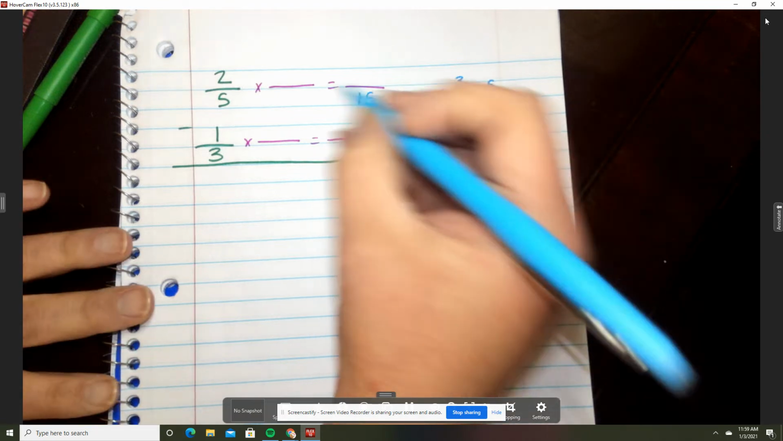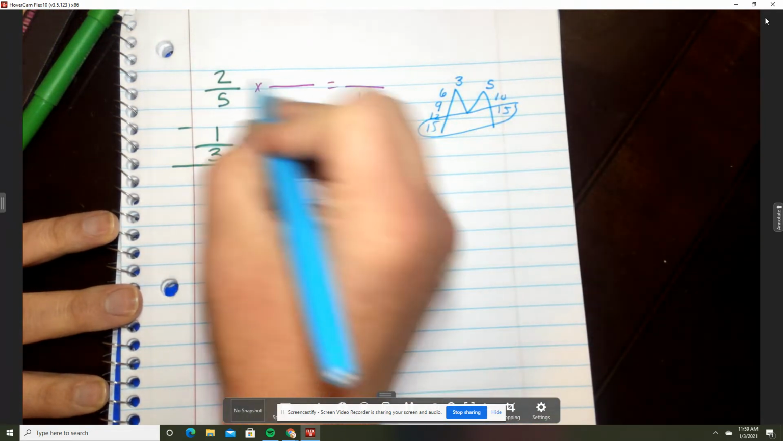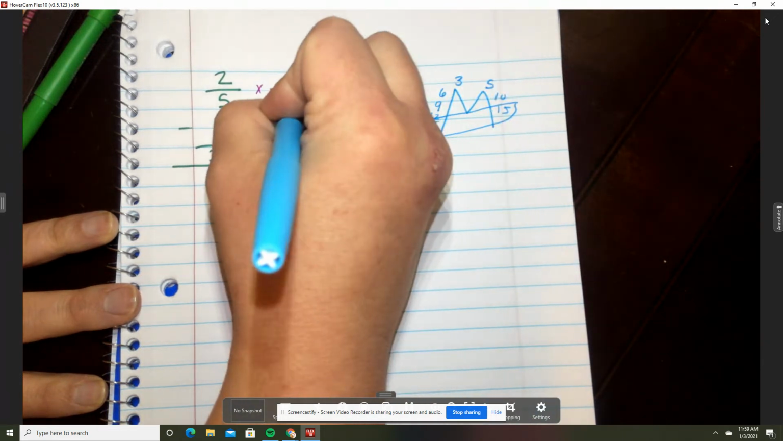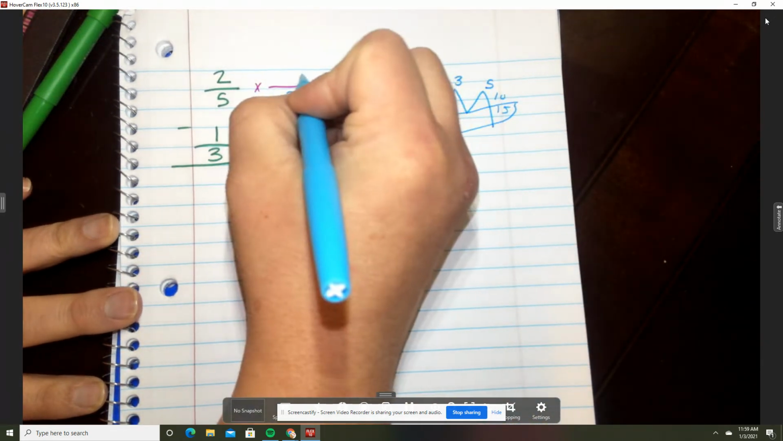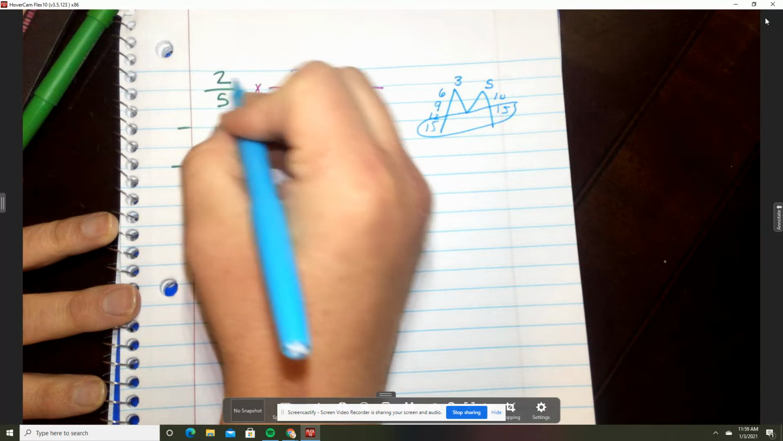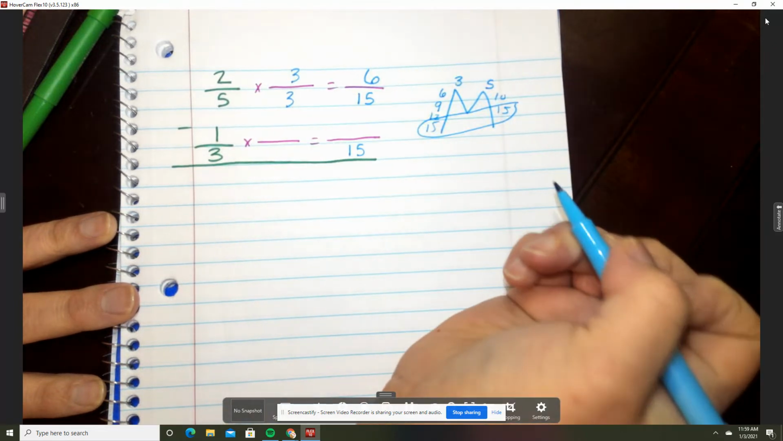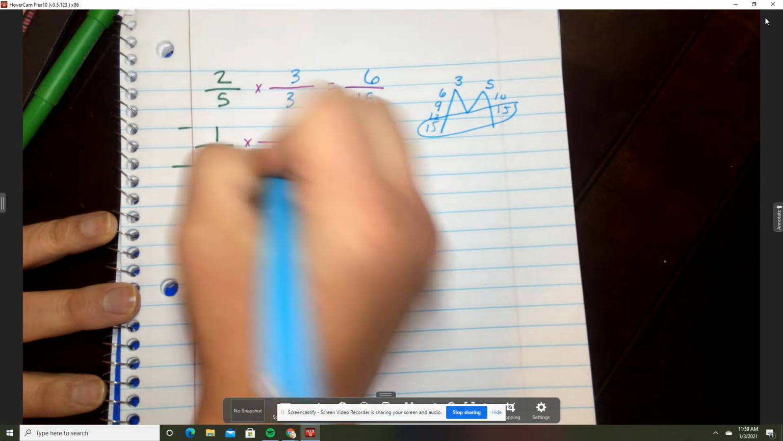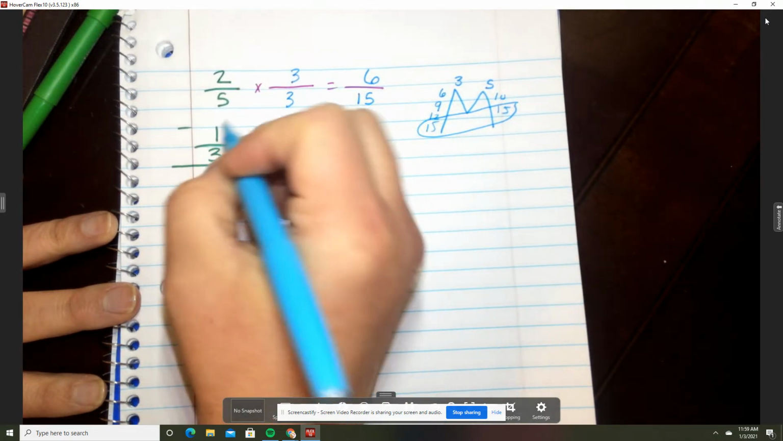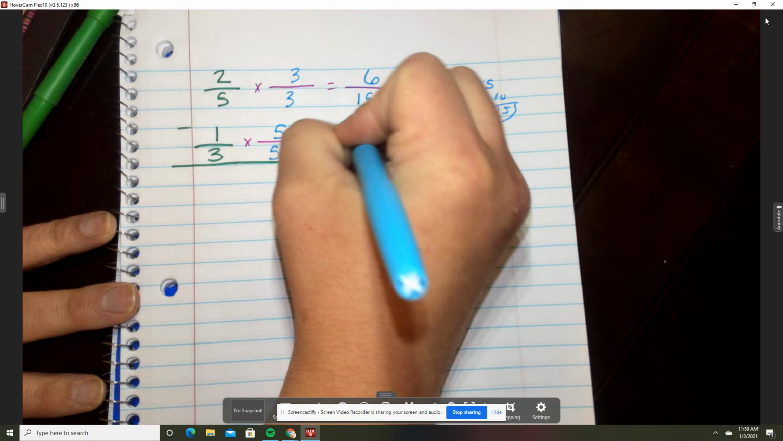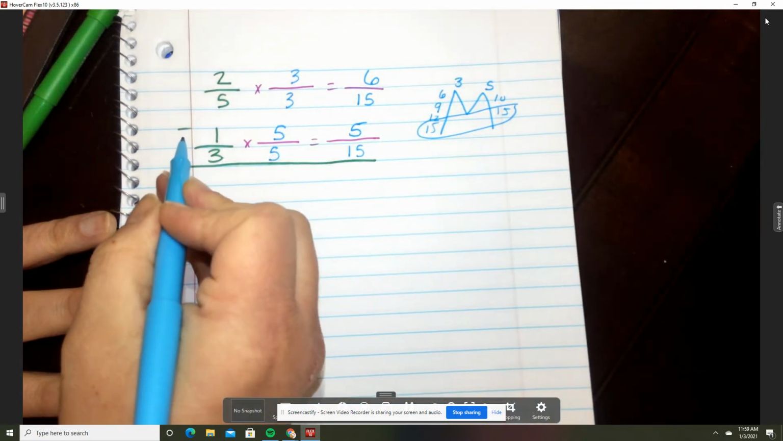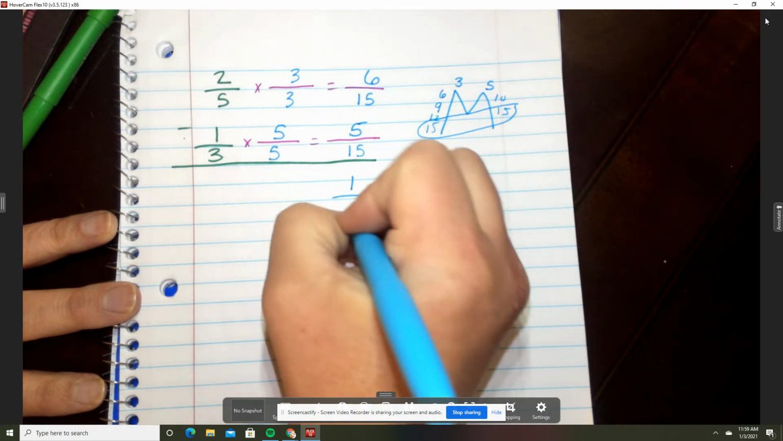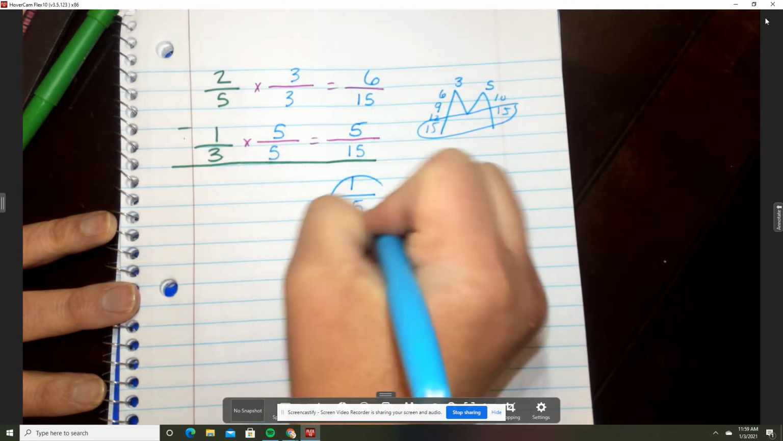All right, so let's go on and work on this. So what did you multiply 5 by to get to 15? Well, you did 3. And once you do to the bottom, you have to do to the top. Then you would say 2 times 3 would be 6. What did I do to 3 to get to 15? You multiplied by 5, and then you put 5 on top. 1 times 5 is 5. And now I'm going to subtract. 6 minus 5 is 1, and then our denominator is 15. Okay, so 1/15.